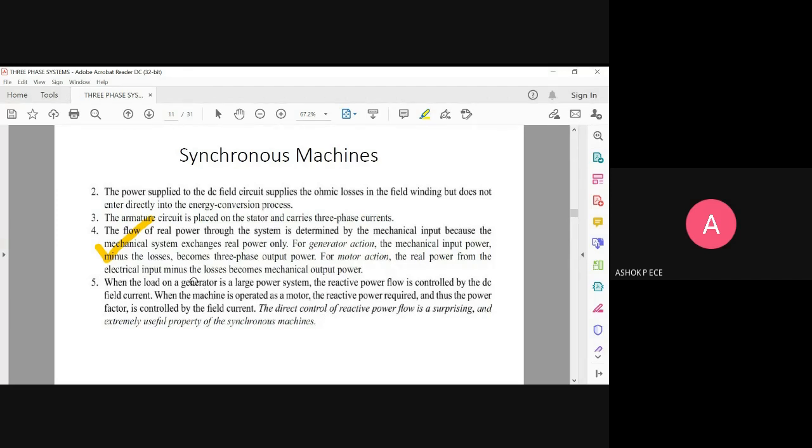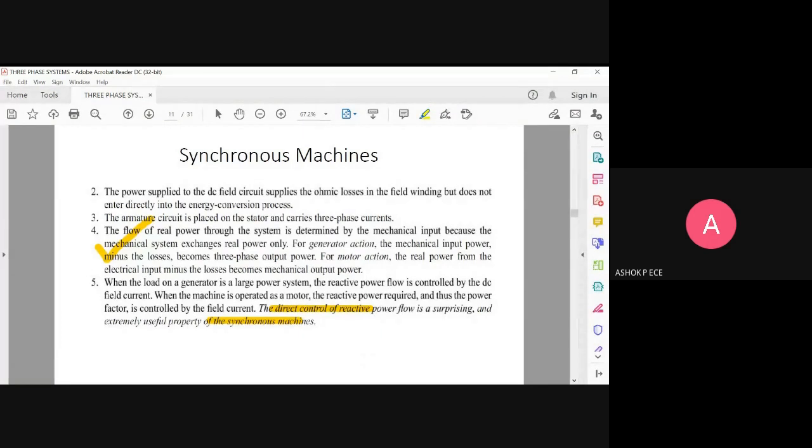So when you are going to place load on the generator, the reactive power flow is controlled by the DC field current. When the machine is operated as a motor, the reactive power required is also controlled by the field current. In both cases, we are going to have field current, and this field current is going to take care of the reactive power. Okay, the output power is determined by the three-phase supply, but the field current is going to be quantified as the reactive power. So the direct control of reactive power is a surprising and extremely useful property of synchronous machines. So this reactive power also you can control in synchronous machines. So this is going to make the synchronous machines even more advantageous.